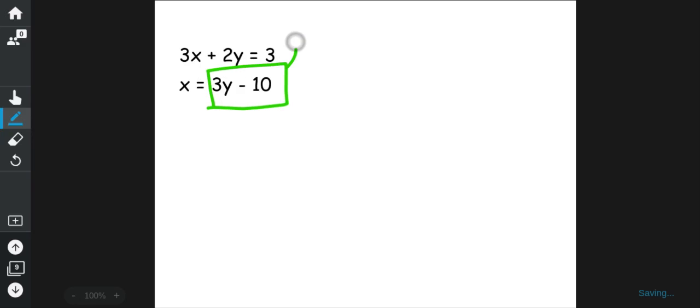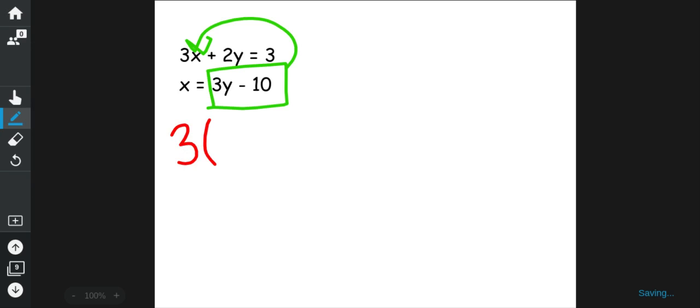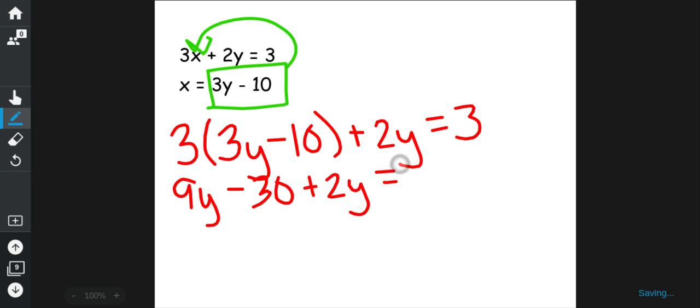That x is equal to something. So we're going to plug that in. We're going to get 3 times 3y minus 10 plus 2y equals 3. 9y minus 30 plus 2y equals 3.